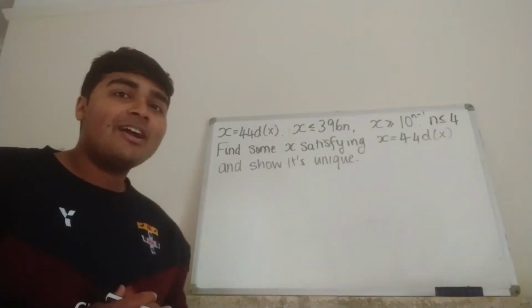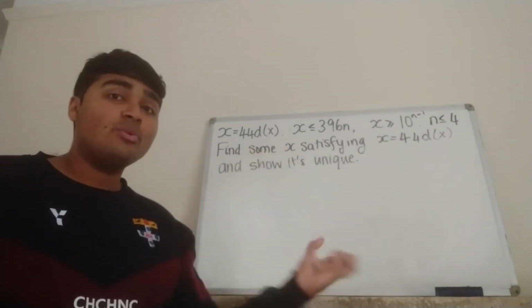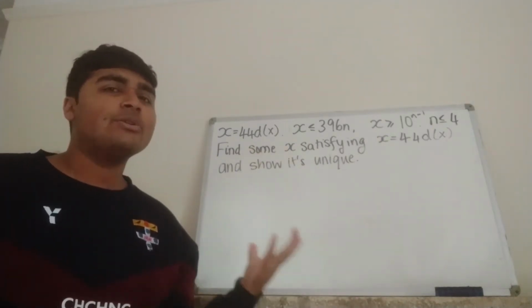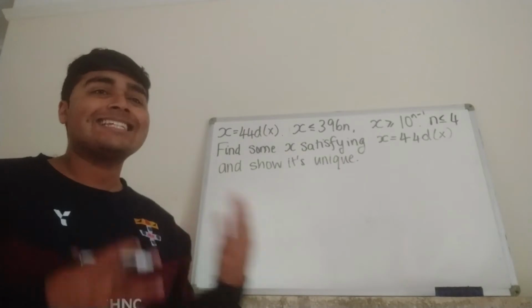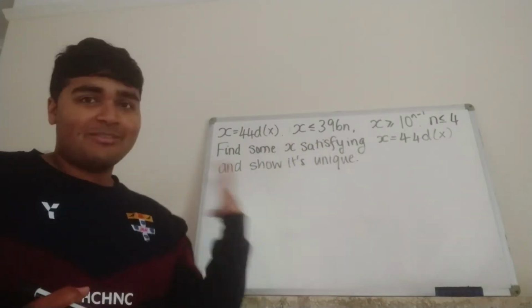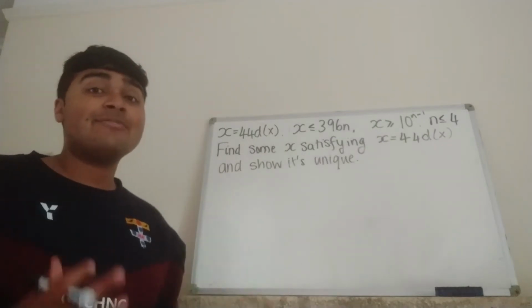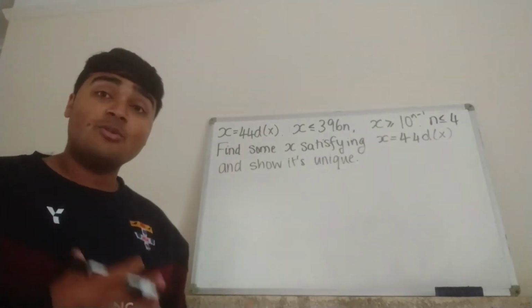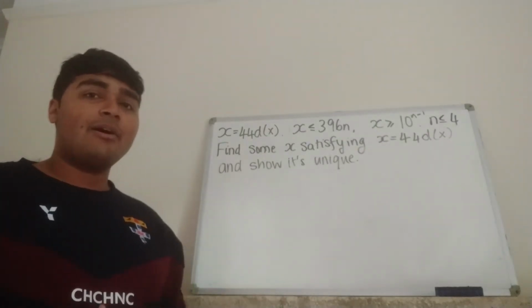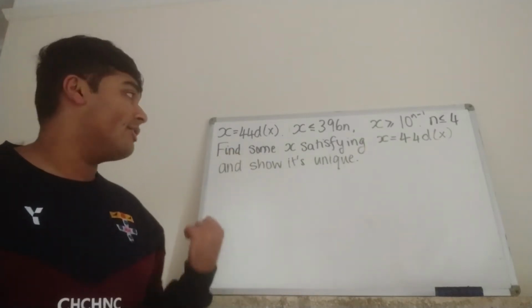Okay, so now we want to find a solution to x equals 44 times d of x and show that that solution is unique. Now this is a very classic STEP-style problem where the problem itself is very difficult. If we were just given this guy here, it would be very difficult. But the way we're supposed to solve it as mathematicians is to use our earlier parts, the things that we've already solved, to our advantage.